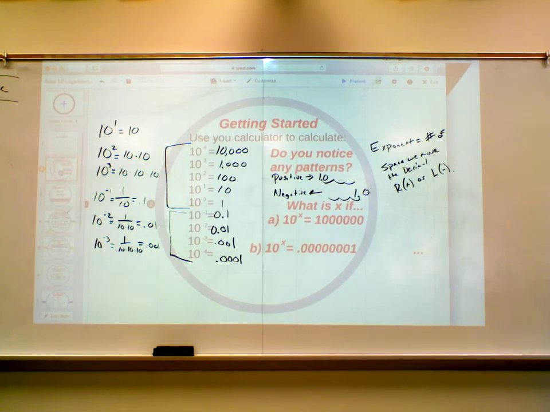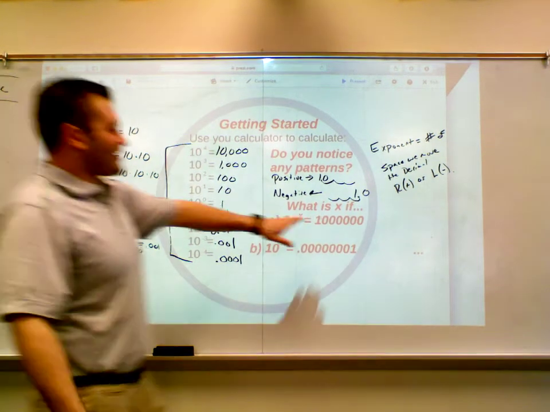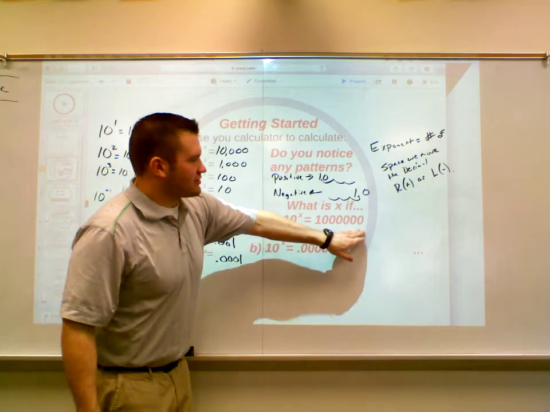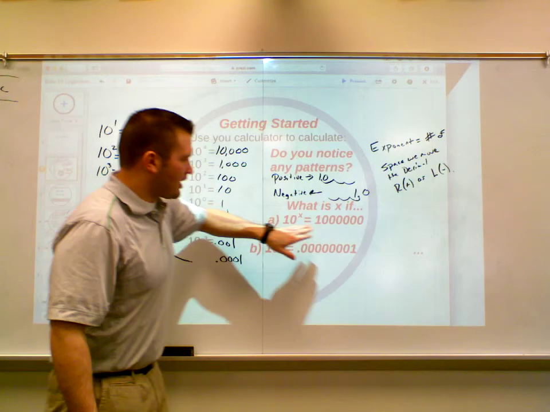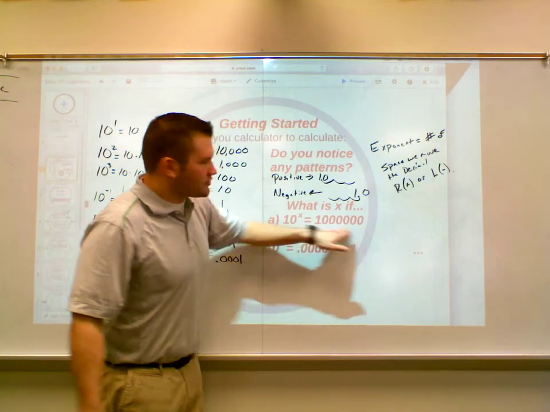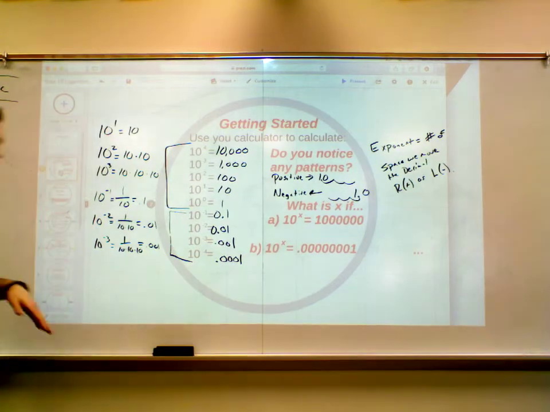All right. So, what is x? What is x if 10 to the x equals this? Okay, take a moment. I want you to think about it. I want you to look at it. What is x if 10 to the x equals this? Okay. Alvin, what do you think? It's 6.